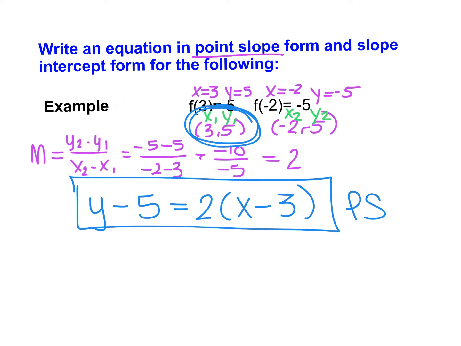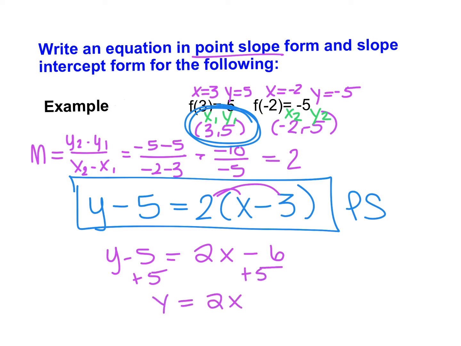And then from here we need to find slope-intercept form. So if I distribute, I have y minus 5 is equal to 2x minus 6. Add 5 to each side, and we have y is equal to 2x minus 1. So we have both point-slope and slope-intercept form.